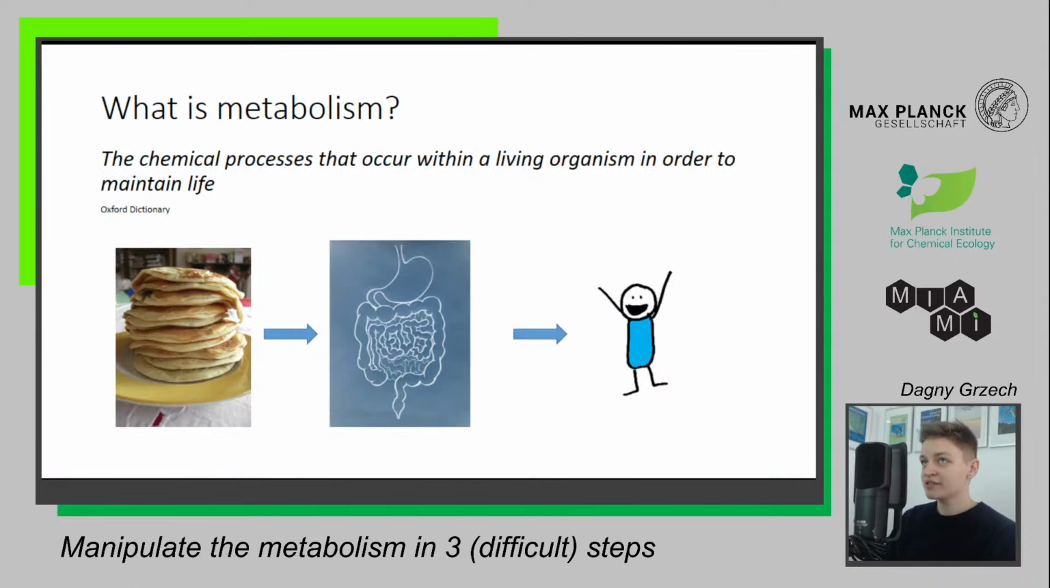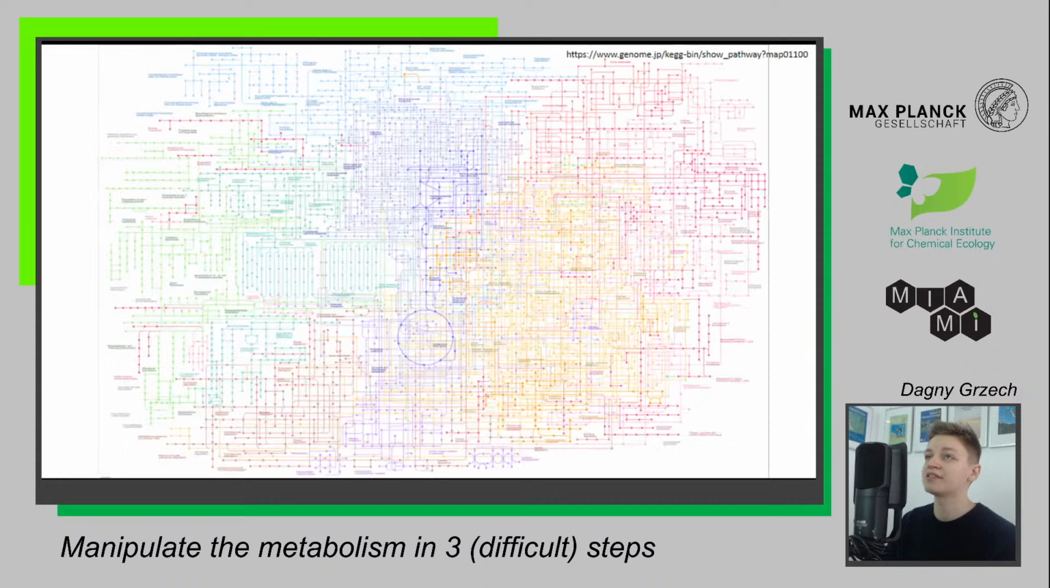So first we should consider what metabolism actually is. Metabolism is defined as the chemical processes that occur within a living organism in order to maintain life. The way we like to think about metabolism as humans is mostly eating food. So we get our nutrients from different food sources, we digest them, we can run around happily and go about our business. And this is the basic view that we have on metabolism, but actually metabolism is way more complex and it looks a bit more like this.